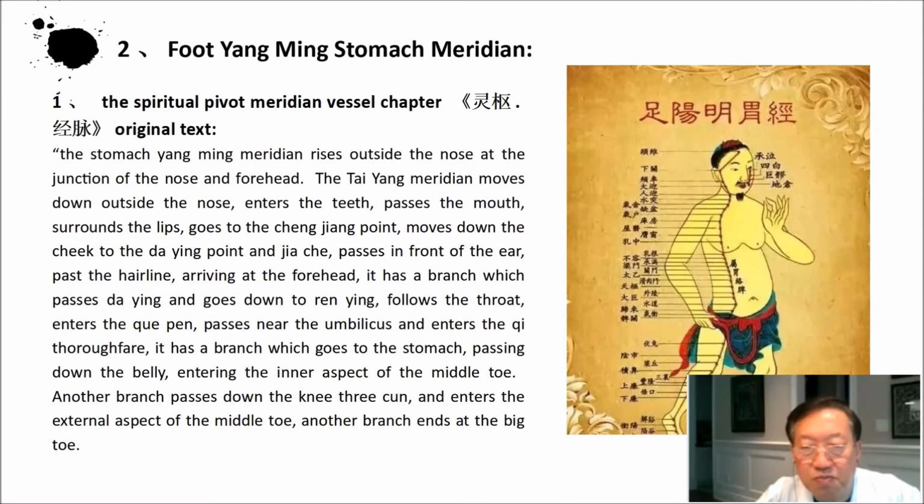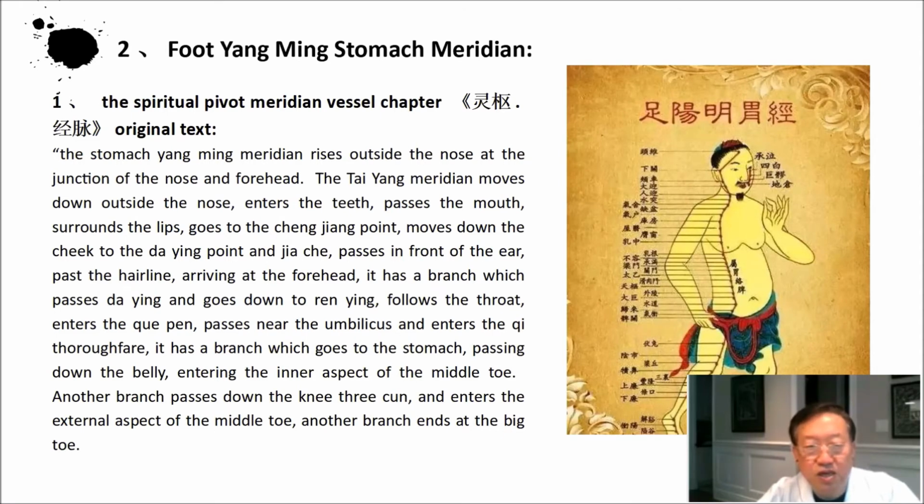2. Foot Yangming stomach meridian. The Spiritual Pivot meridian vessel chapter, original text. The stomach Yangming meridian rises outside the nose at the junction of the nose and forehead. The Taiyang meridian moves down the outside of the nose, enters the teeth, passes the mouth, surrounds the lips, goes to the Chengjiang point, moves down the cheek at the Da Ying point and Jiache, passes in front of the ear, past the hairline, arriving at the forehead.